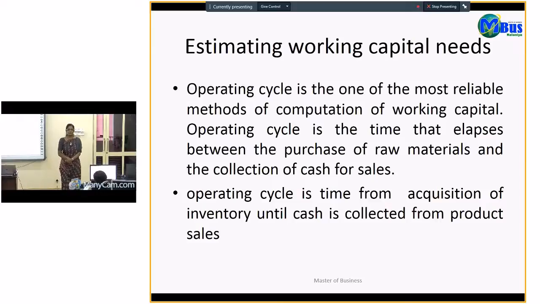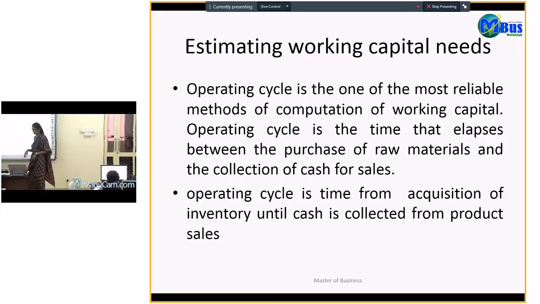In order to manage the working capital, they should understand how long they have to wait to collect money from debtors, and how long they have to stay to get the ultimate production. What is the time that we have to spend on selling the product? That is important for taking decisions. That is why we calculate the operating cycle.